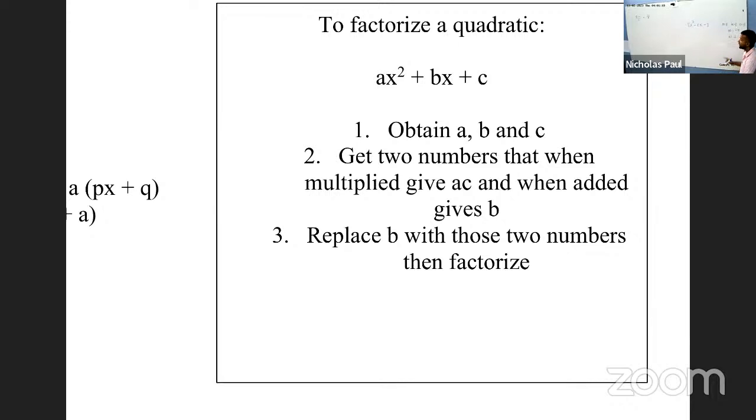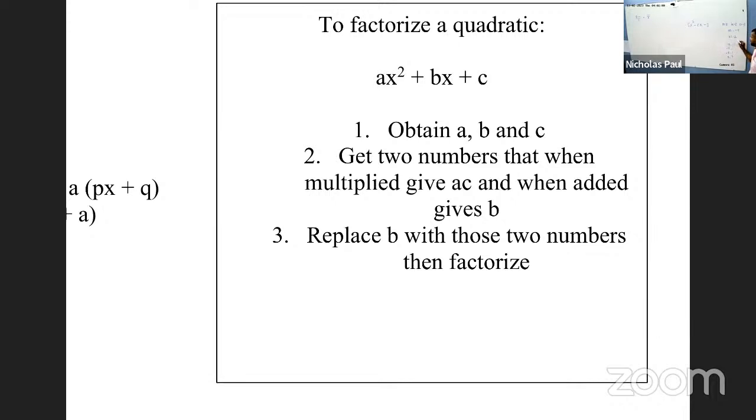What do you need? You need 2 numbers. When multiplied they give you AC, when added they give you B. So write down all the multiples of this. Start with the obvious. 15 by -1, or -15 by 1. Then 5 by -3, or -5 by 3. Any other multiples that will give you this? Now we have to check which 2, when you add them, will give you B.